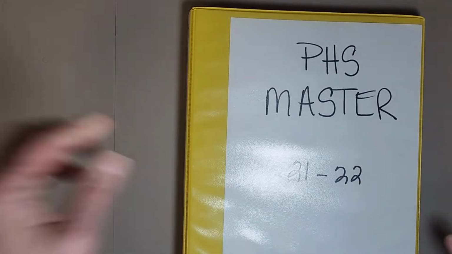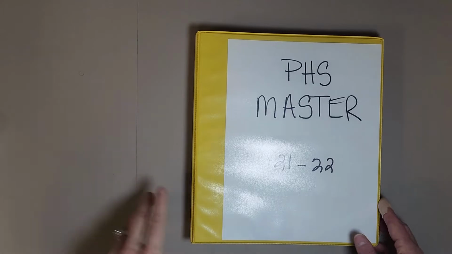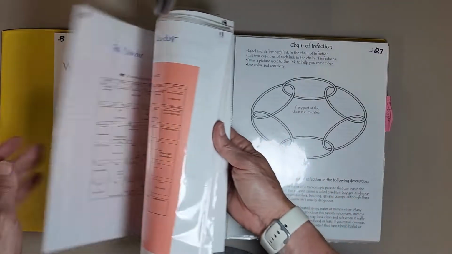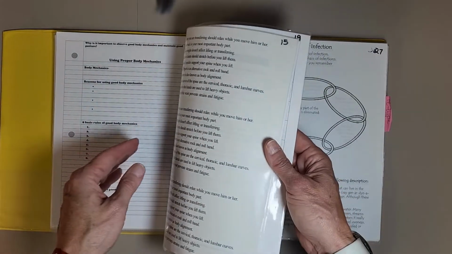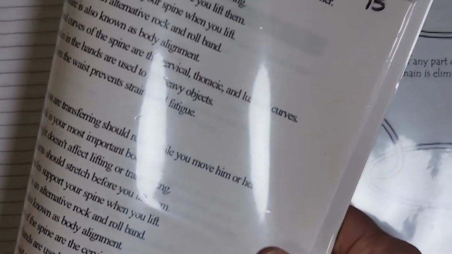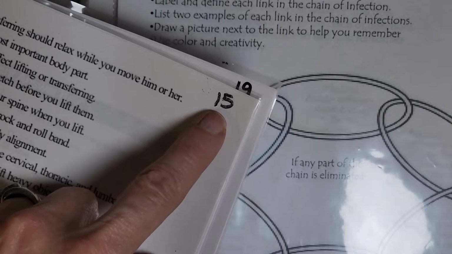All right, so what did I do last year? Last year, I kept a master binder. I took page protectors and I wrote on them with Sharpie. I wrote the page number.